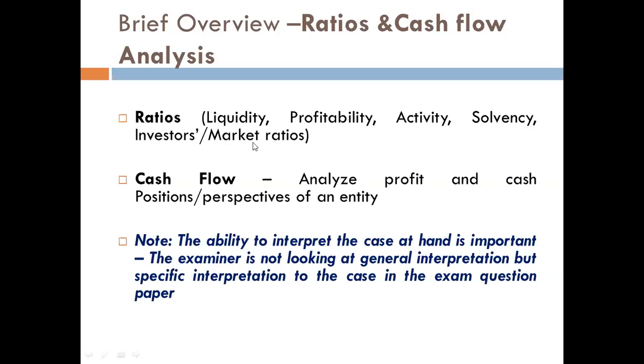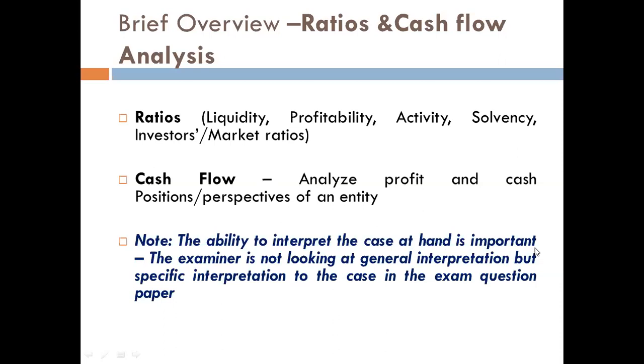When you go to the investor ratios, you go back to IAS 33, earnings per share, dividend per share, earnings yield, price earnings yield, dividend yield. Those ratios are of interest. But the importance of ratios here is not just to be able to calculate, because you cannot interpret if you have not yet calculated. At this level, what matters is the ability to tell what case do I have?